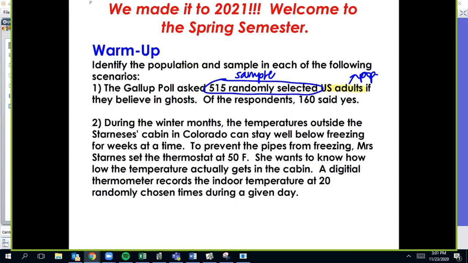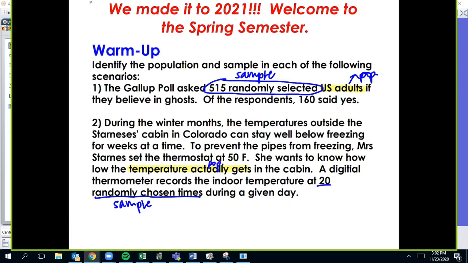So the next one should be pretty similar. During the winter months, the temperatures outside can stay well below freezing. To prevent the pipes from freezing, Ms. Starnes set the thermostat to 50. She wants to know how low the temperature actually gets. So I'm going to highlight that. That's going to be our population. And then a digital thermometer records the indoor temperature at 20 randomly chosen times. That's going to be our sample. And then this was the population.